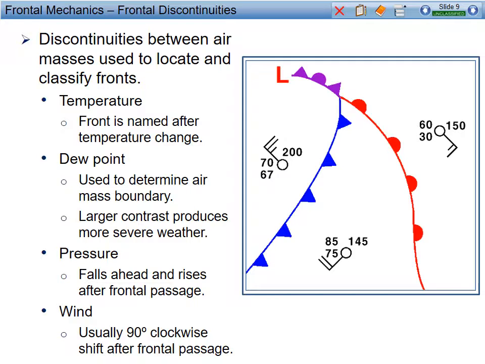The dew point will change as well, just depending on what temperature and pressure the different air masses contain. And then the pressure is always going to fall and rise. Again, it will be lowest at the front itself, where the trough of low pressure exists. And the wind will shift, usually 90 degrees, but always clockwise after that frontal passage. And that is also indicated by the station models. The station model to the right or to the east of the warm front is showing 60 degrees and a wind direction of southeast. And then behind the front, it gets warmer, showing 85 degrees, and the wind has shifted clockwise 90 degrees to a direction of southwest.